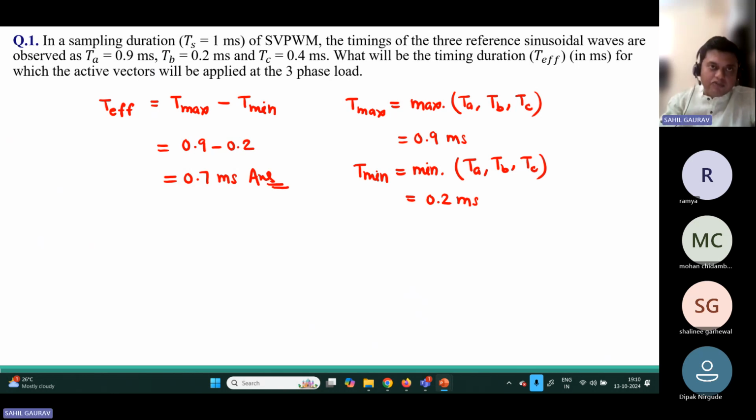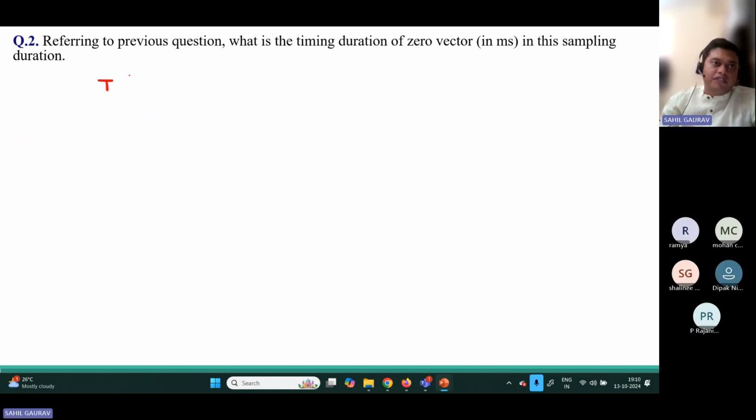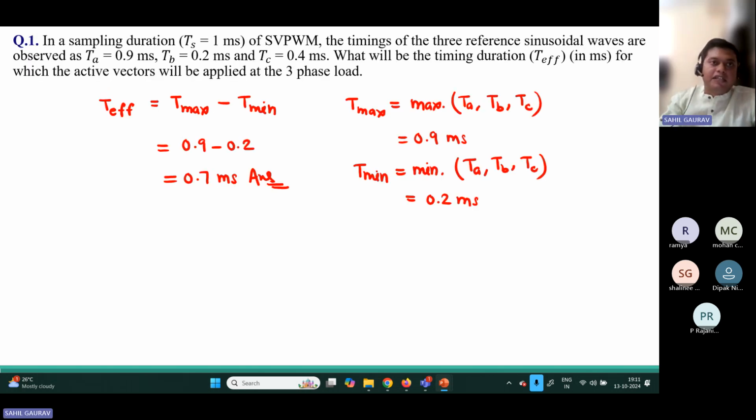So let us come to the next problem. Referring to the previous question, what is the timing duration of the zero vector in this sampling duration? So the zero vector timing duration will be T naught. And if you see this T naught expression, it is sampling time minus effective time. Sampling time is given as 1 millisecond.